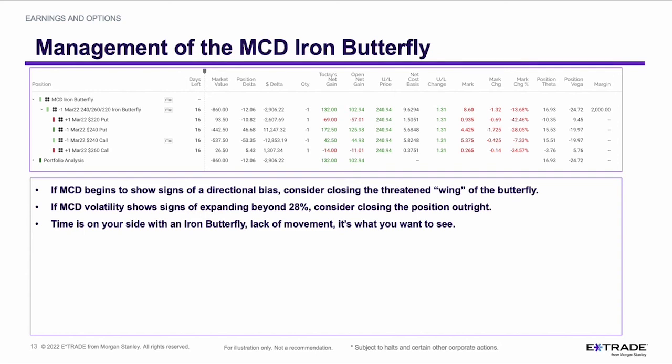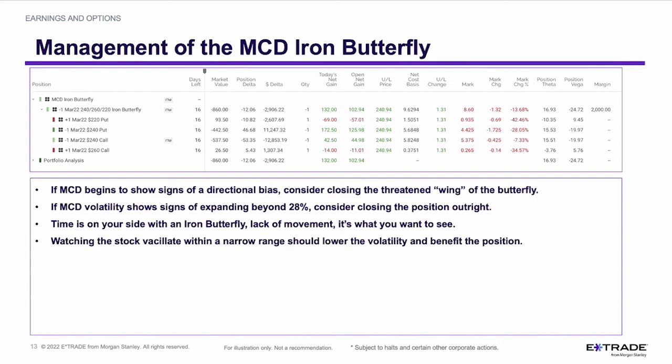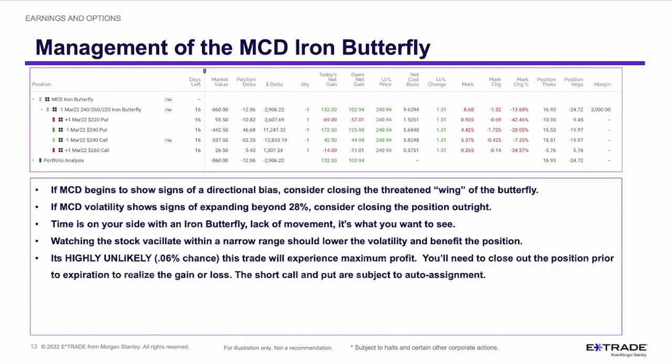So time is on your side. Remember, every day we were seeing that we were going to be benefiting from time decay. So time is on your side with this iron butterfly. And that lack of movement is what you want to see. That's sometimes not what people are used to when they're used to buying calls and buying puts instead of selling calls and puts, like with the iron butterfly. So you want to see time move forward. You want to see lack of movement. It's that lack of movement, or this back and forth vacillation or oscillation within the narrow range, that you're hoping to see. A little bit higher than 240, a little bit lower than 240, but hopefully staying right around that 240 range. That will bring down volatility, that will contract volatility, and that contraction, again, will benefit the position.